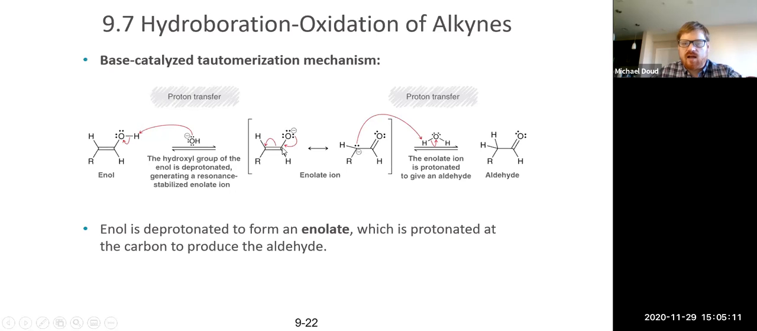Now, the enolate ion is in resonance with a carbanion. This carbanion can then be protonated from just a water molecule lying around, and that would give you an aldehyde here. So just keep in mind this enolate is just a formal negative charge on the oxygen. Deprotonated enol is the way you can think about it.